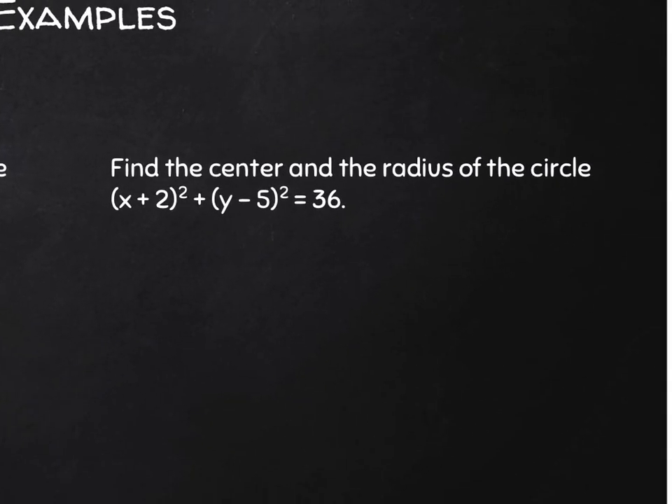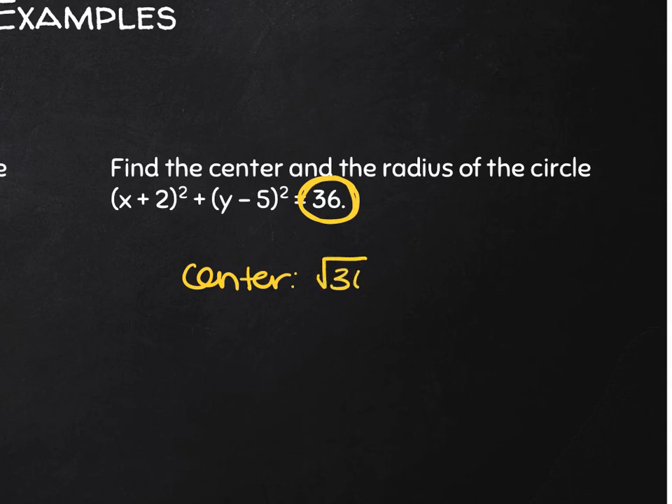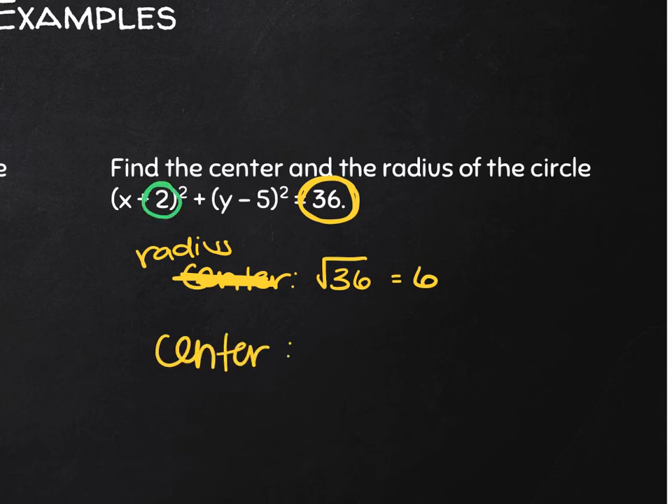This time we're asked to identify it. My radius will just be the square root of whatever's over here. So I get 6. Sorry, not my center, my radius. My center then will be the negative of the number that's with the x and the negative of the number that's with the y. So a -2 and a -5, positive.